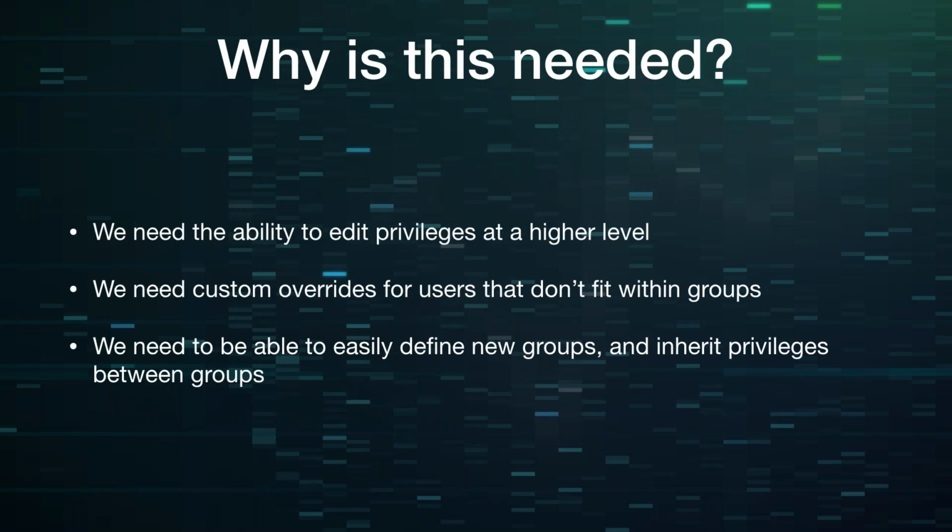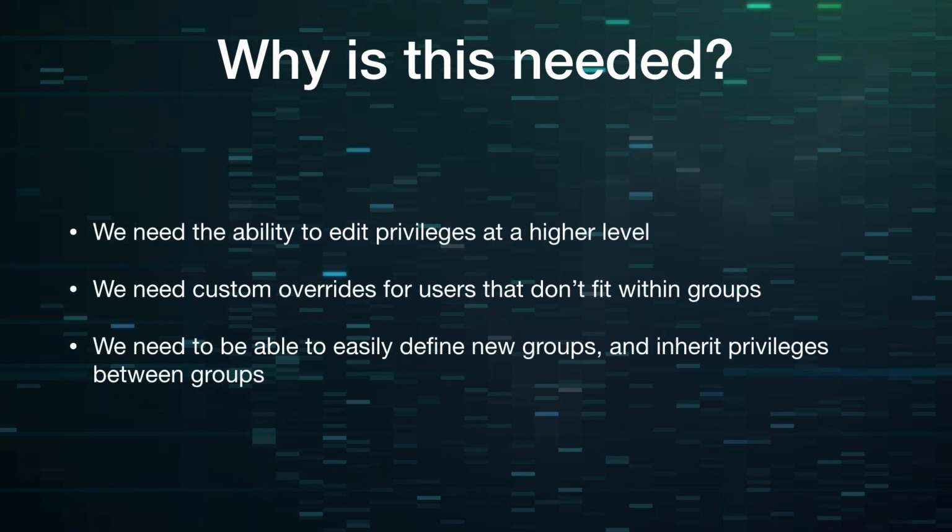But anyway, talking more about why this is needed. Charles mentioned this a little bit already, but one of the things that we can't do in FileMaker is edit things like privileges at the higher level. You've got privilege sets within FileMaker, and you have specific user accounts, but it's really deep down, and it's hard to get at that data, and really hard to make changes on a large scale system. Another reason is we want custom overrides for users that don't fit within groups.